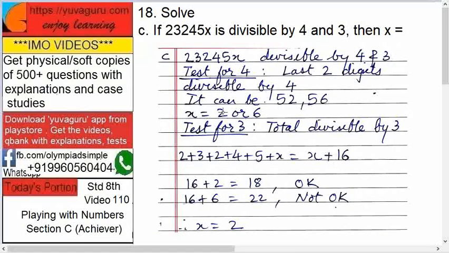Now let's put both the values over here. 16 plus 2 is 18. Okay. Why? Because 18 is divisible by 3, as well as it follows the test of 4 also, right? Why? Because x becomes 2, which is in the test of 4, as we have solved earlier. Now 6, 16 plus 6.